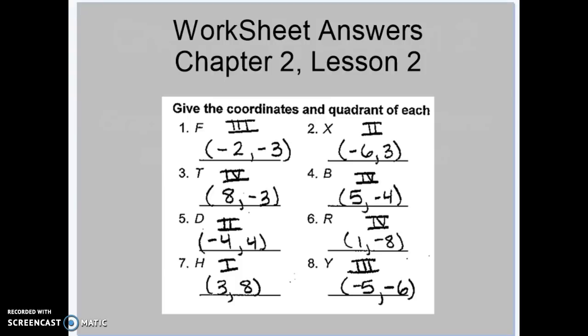Point B is in quadrant 4, ordered pair 5, -4. Point D is in quadrant 2, and the ordered pair is -4, 4. Number 6, point R is in quadrant 4, and the ordered pair is 1, -8. Number 7, point H is in quadrant 1, and the ordered pair is 3, 8. And number 8 is quadrant 3, ordered pair is -5, -6.